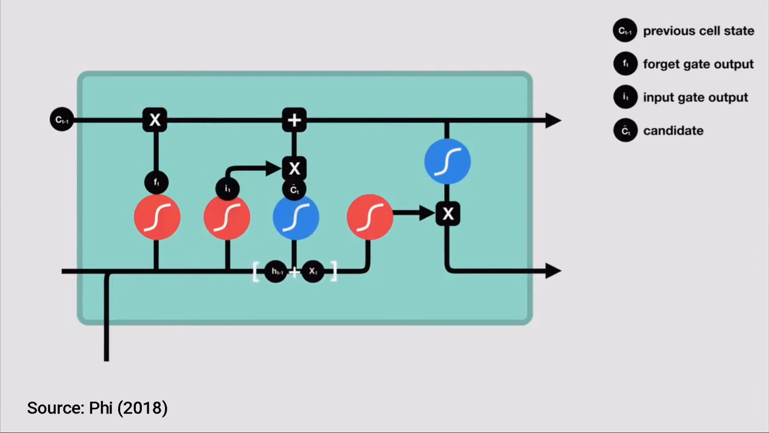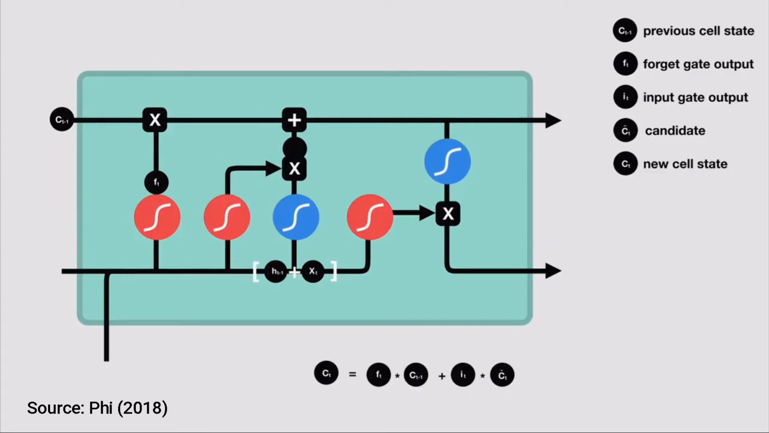To update the cell state, we have the input gate. First, we pass the previous hidden state and the current input into a sigmoid function. This gate decides which values will be updated by transforming the values to be between 0 and 1. 0 means not important and 1 means important.